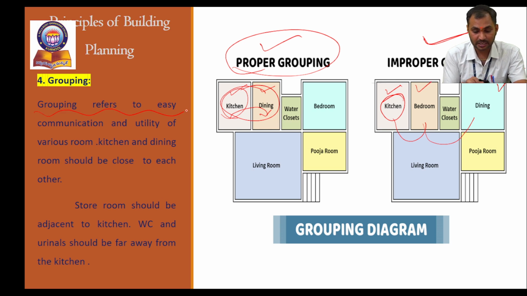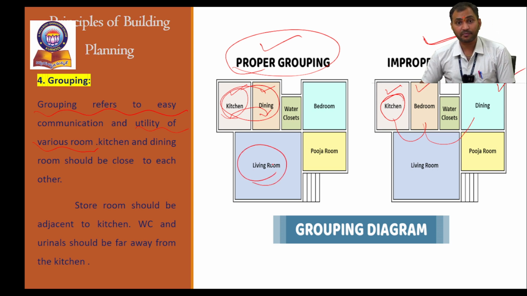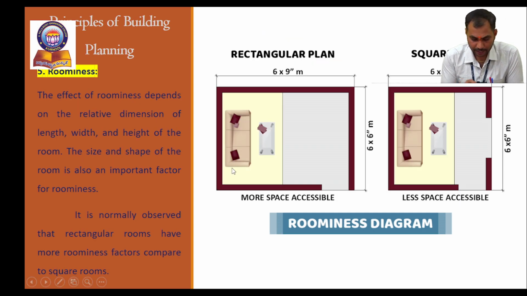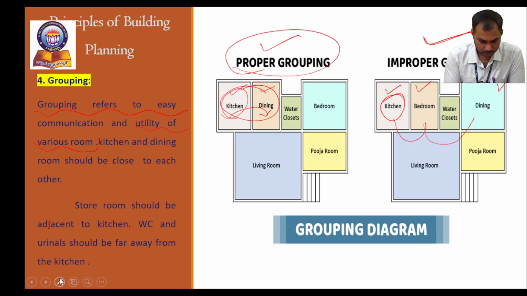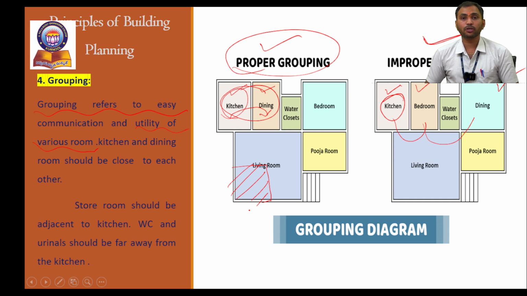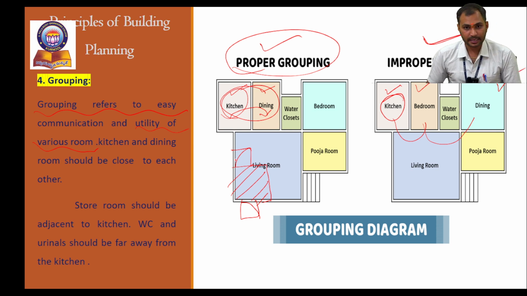Grouping refers to easy communication and utility of various rooms. Sometimes grouping will be provided like this. Here a living room is there. In this living room, I am going to provide some of my office room. So I can give a door directly from the outside, and also from the inside. Nothing but grouping should be provided as per our requirements.